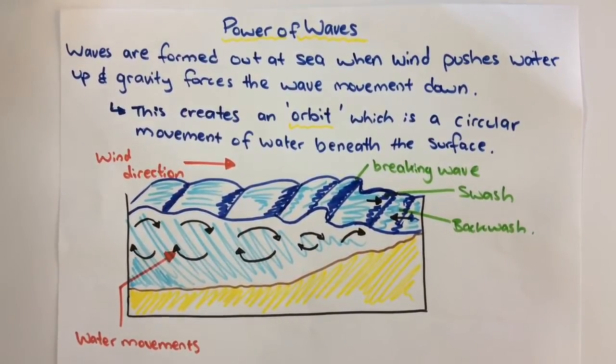Okay, so waves are formed out at sea when wind pushes water up and then gravity forces the wave to move back down to the earth. Okay, this creates an orbit, which is a circular movement of water beneath the surface.